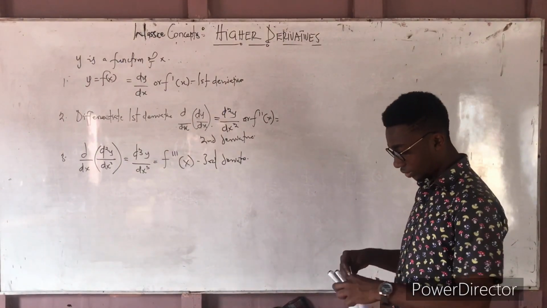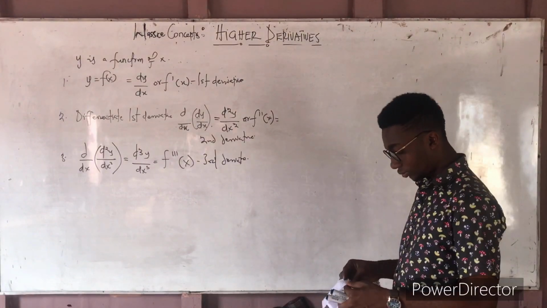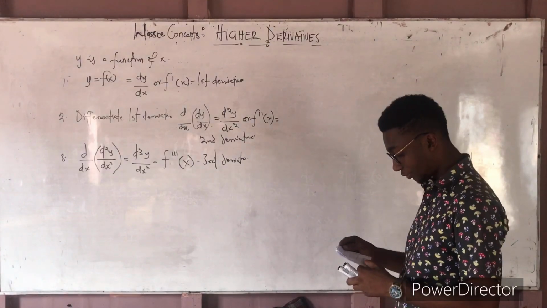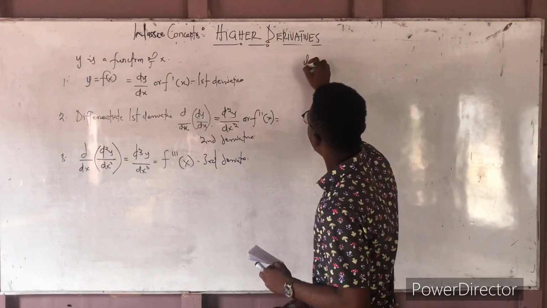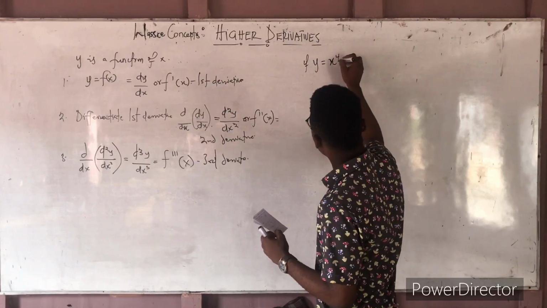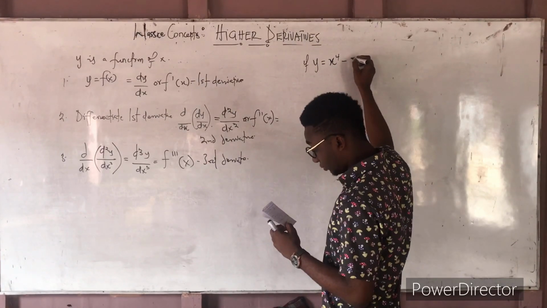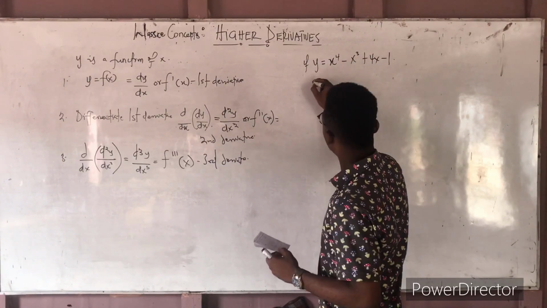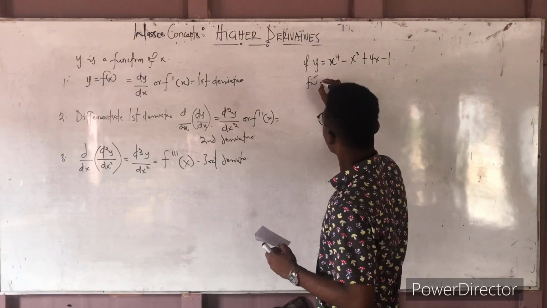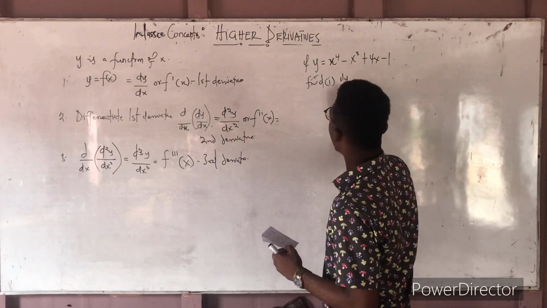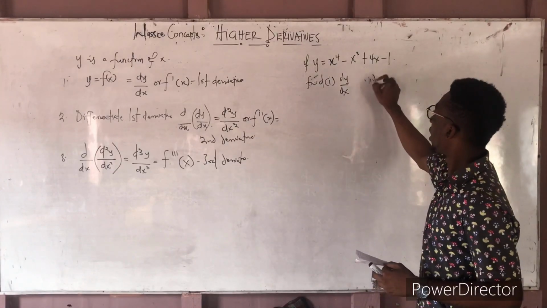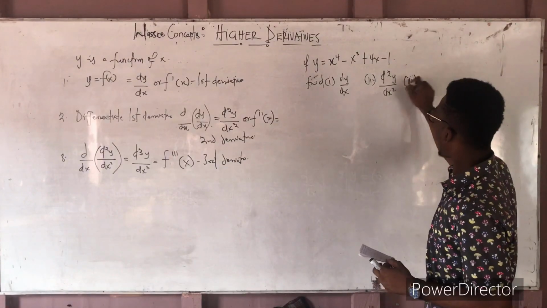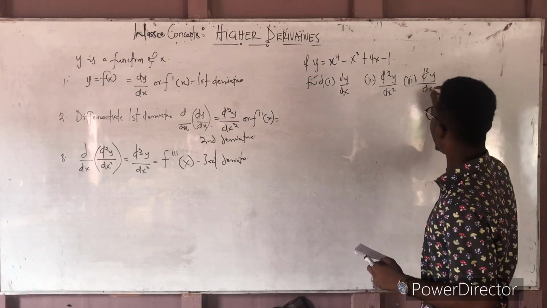Let's take two examples and see what we can do. Okay, now the question says that if we have y equals x exponent 4 minus x exponent 3 plus 4x minus 1, we should find dy/dx, d squared y over dx squared, and d cubed y over dx cubed.